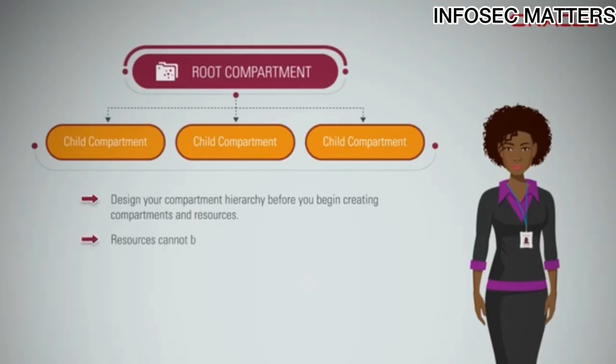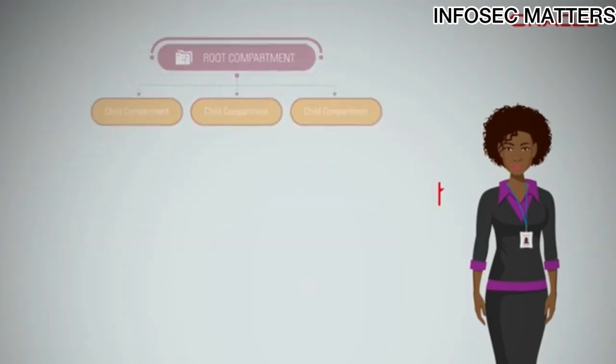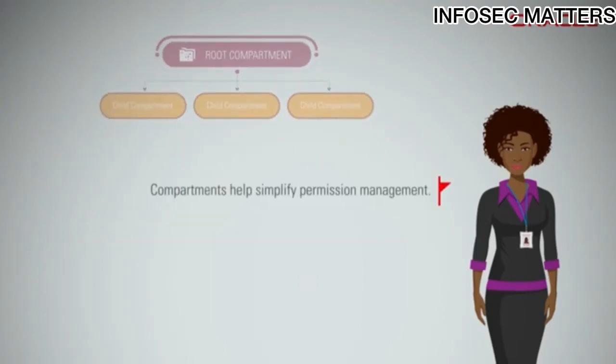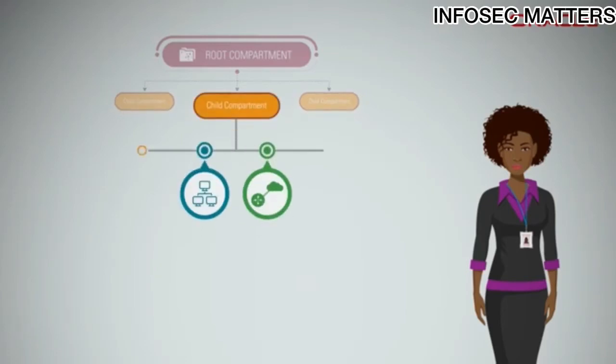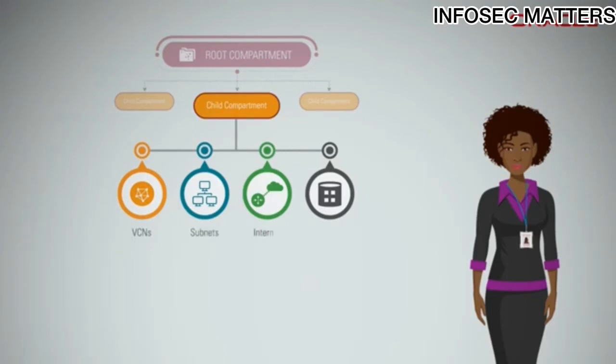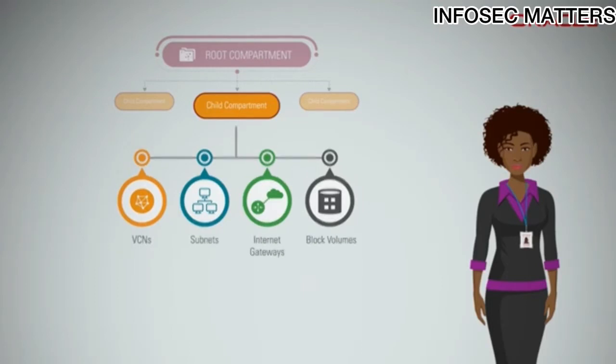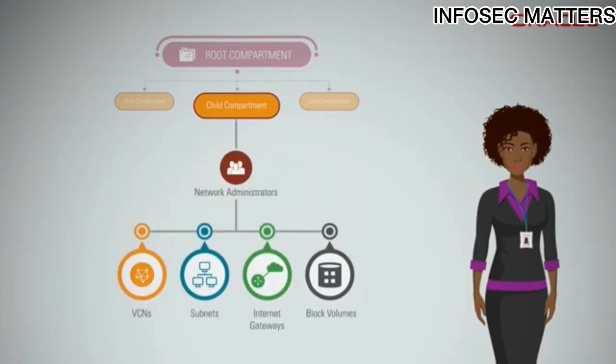Currently, resources cannot be moved from one compartment to another. Compartments help simplify permission management. For example, you might create a separate compartment for your networking resources, VCNs, subnets, internet gateways, and so on, and then allow only network administrators to access that compartment.